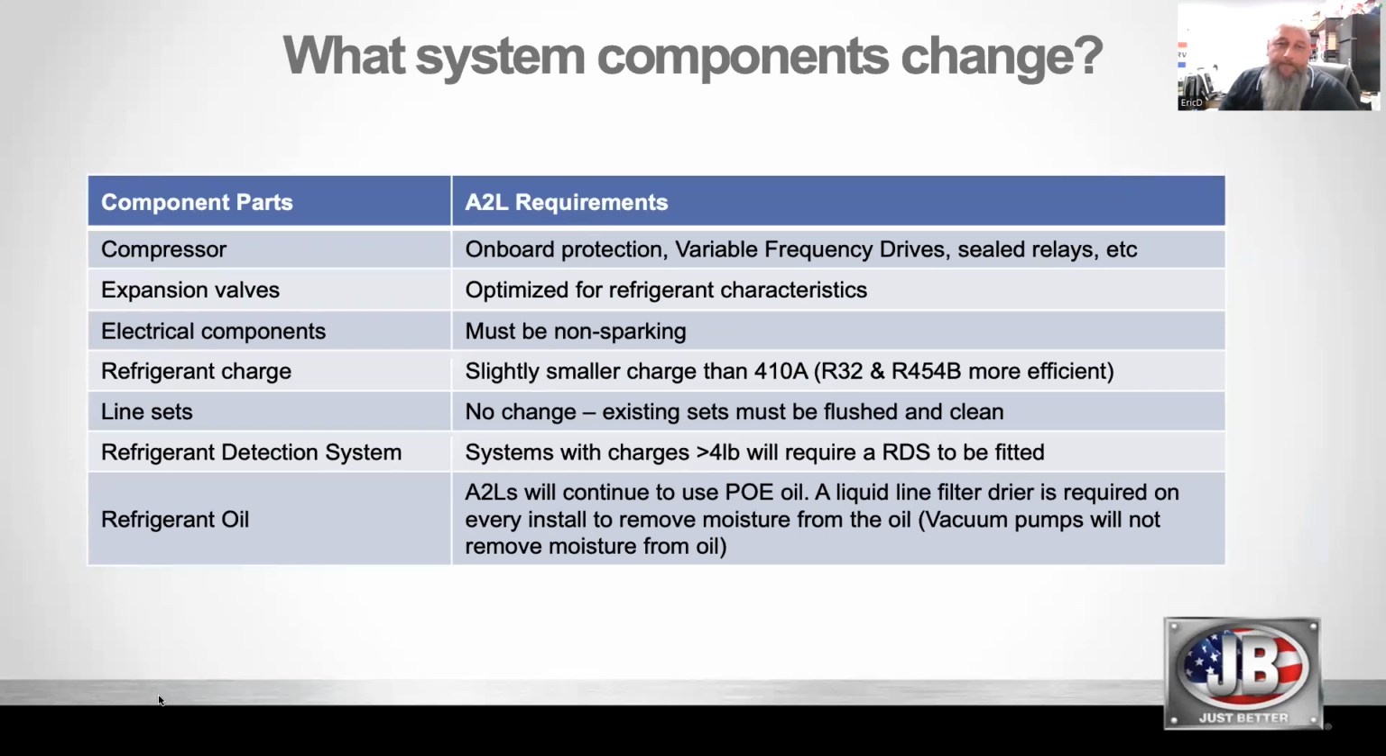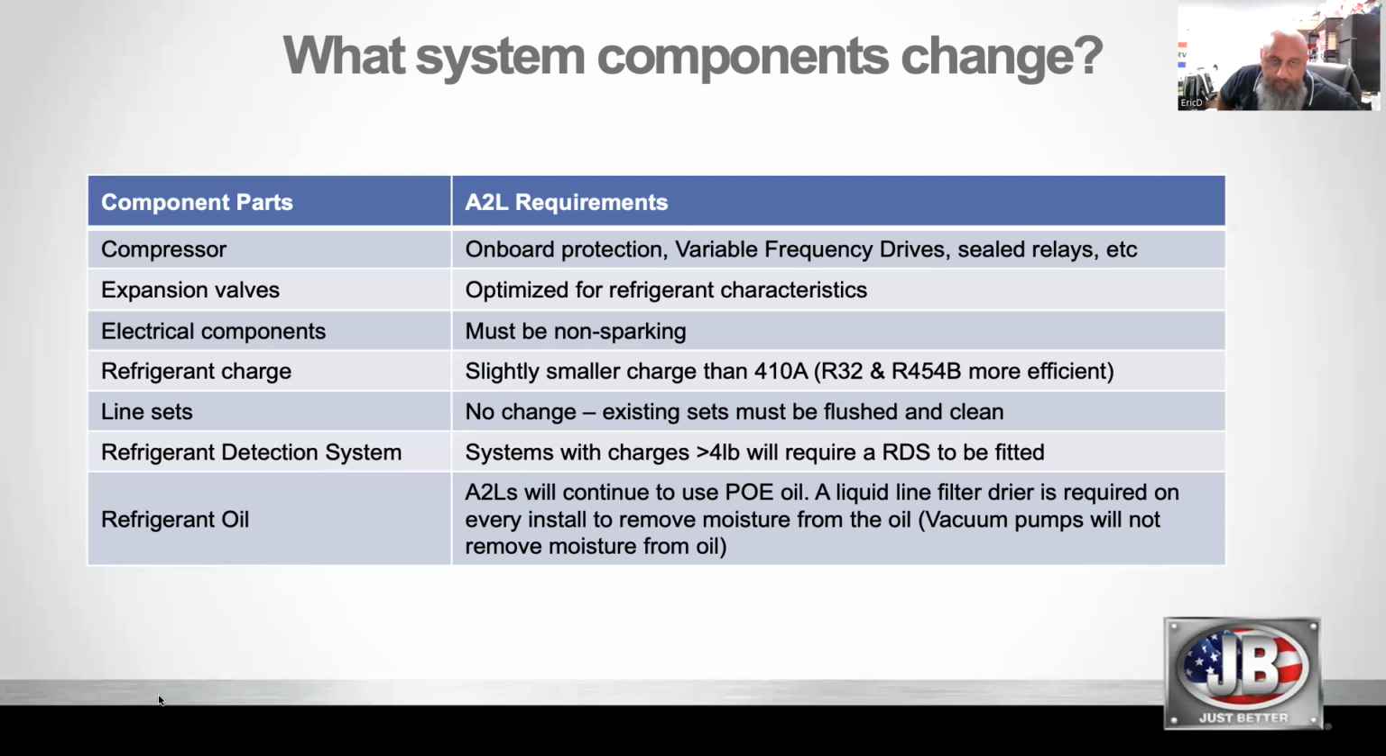All right, just a brief slide on what system components change, and we briefly touched on this earlier on. So your compressor changes in the new equipment. Very different compressors. You can see the onboard protection, variable frequency drives, and the relays are all sealed. Again, trying to protect against any sparks being produced. Expansion valves are changing because the characteristics of the refrigerant are different. The charge changes, slightly smaller, as I mentioned earlier on, for R32 and R454B. I think R32 is a little smaller charge again than R454B itself, about 10% smaller.